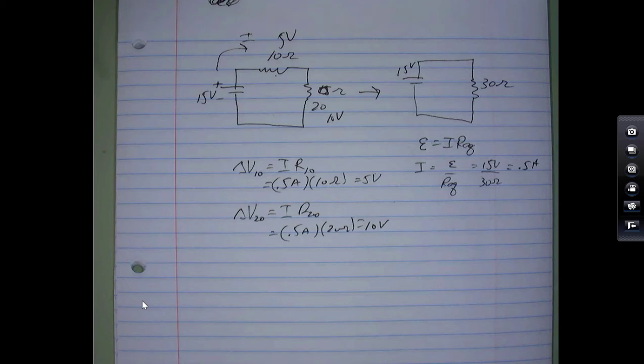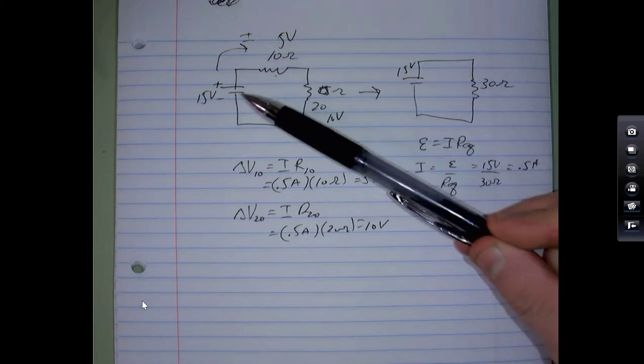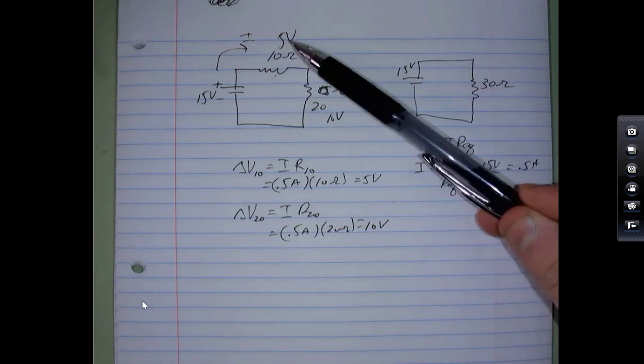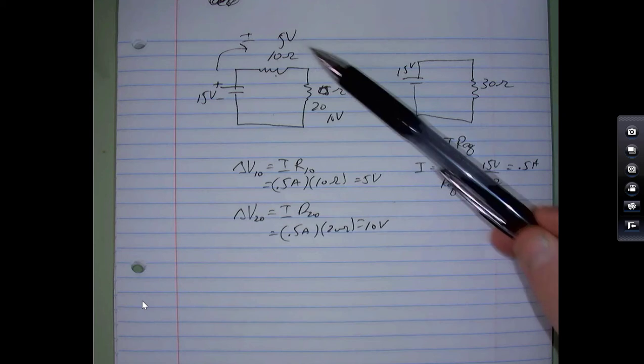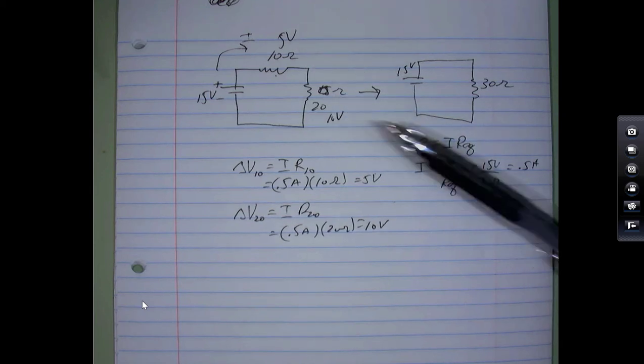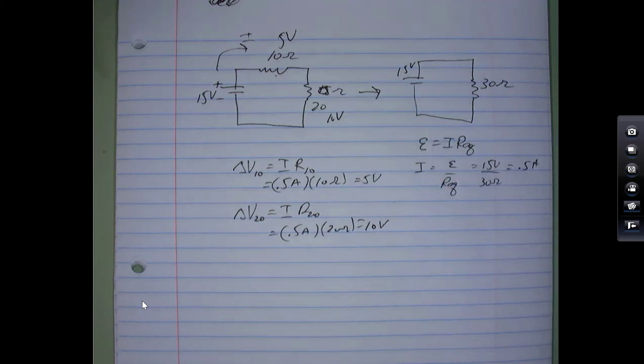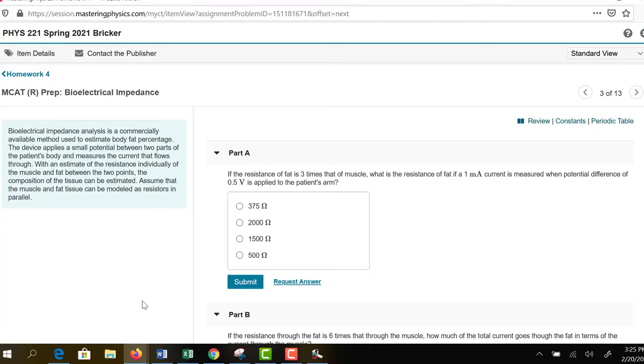Okay, so we actually did parts A and B. And then part C is, again, as you go around the circuit, 15 volts, the battery's doing something for you. Then you have a 5 volt drop across this one and a 10 volt drop across that one. So pick the corresponding picture that makes that work out. Okay, let's look at the next one.